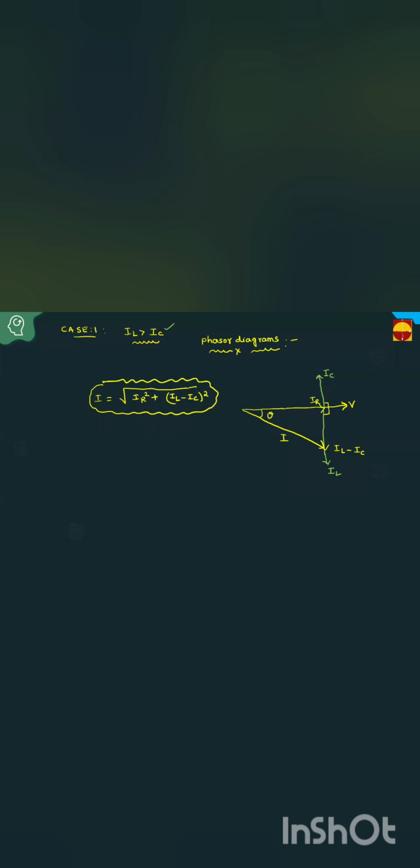Easy to remember. Then what is cos theta? Cos theta is IR by I. What is sin theta? IL minus IC by I. What is tan theta? Tan theta is IL minus IC by IR. Okay, this is the phasor diagram for this case.